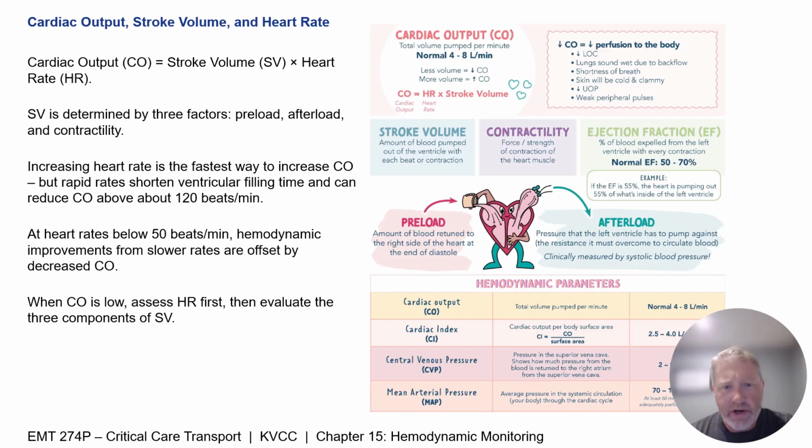A normal cardiac output in an adult is typically around 4 to 8 liters per minute. Less volume equates to less cardiac output, more volume to more cardiac output. If you have a decreased cardiac output, and there are many different ways that can occur, that always equates to a decreased perfusion to the body.